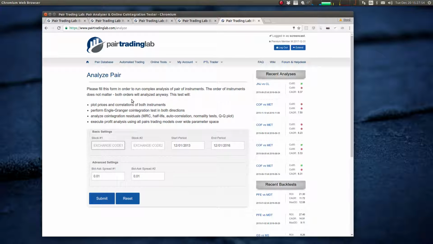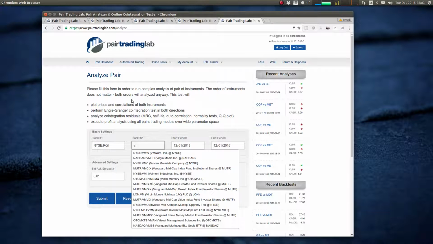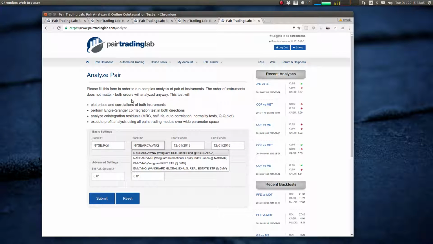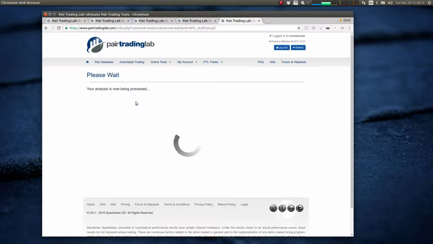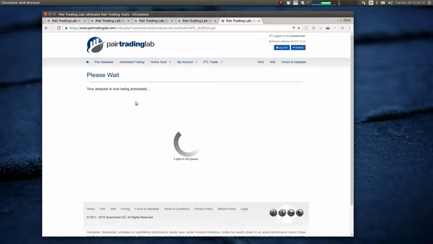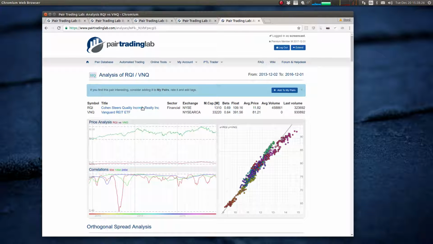Okay, let's now try with some different pair. For instance, LQD with VNQ. They are both REIT funds, real estate funds. Like Visa and Mastercard, this is one of the pairs which still seems to work. There is the mean reversion.